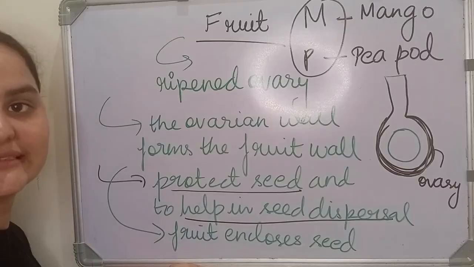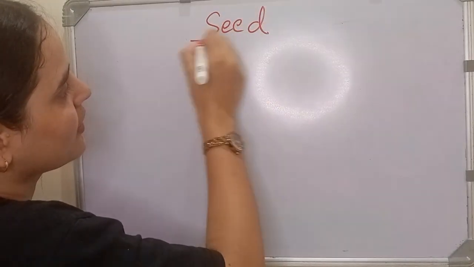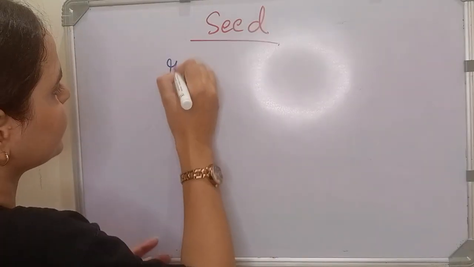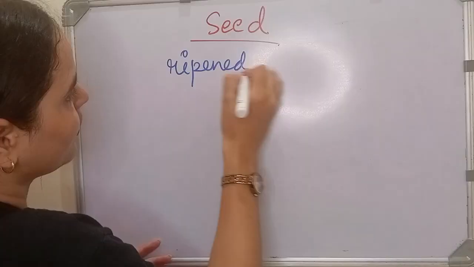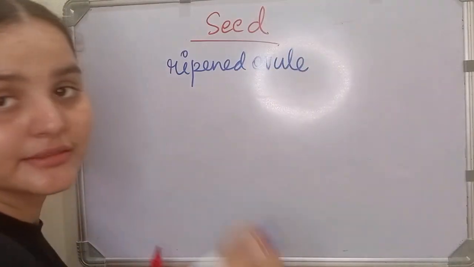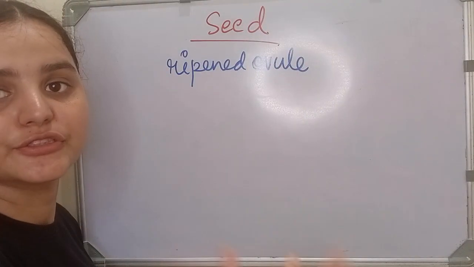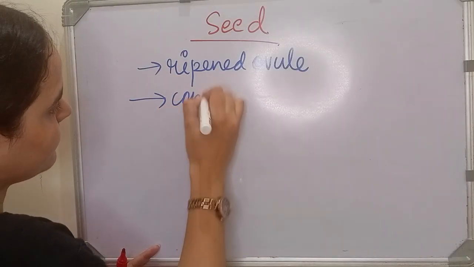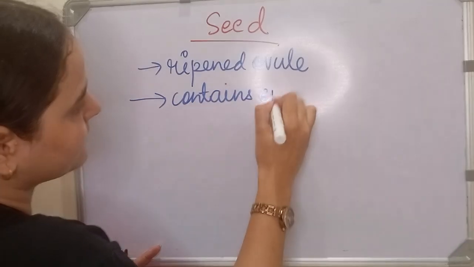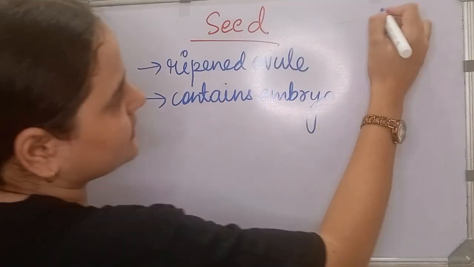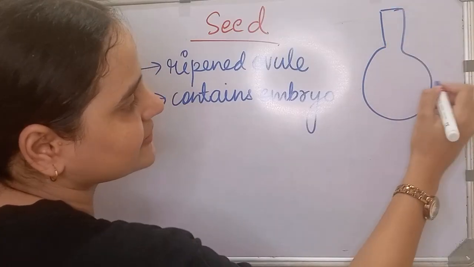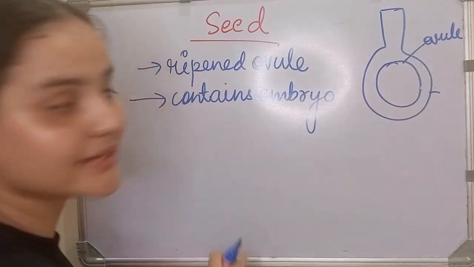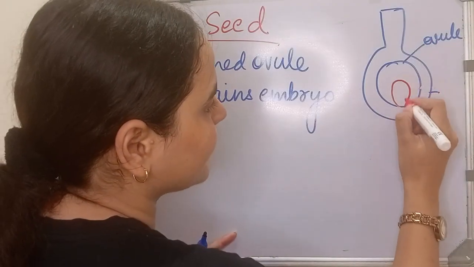Now let's study about seed. So what is a seed? Seed is a ripened ovule. Means the ovule after fertilization forms seed. The seed contains embryo. See, this is the ovary part and inside it is the ovule, and inside the ovule it contains the embryo.